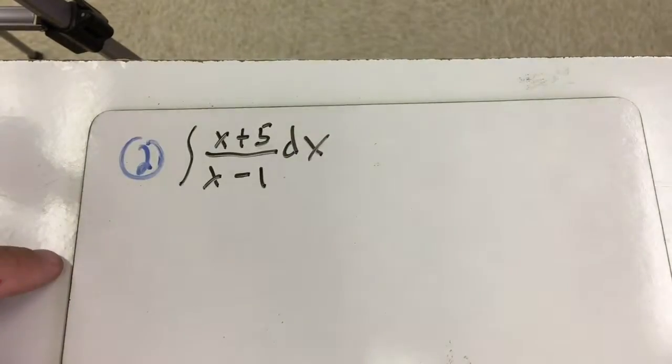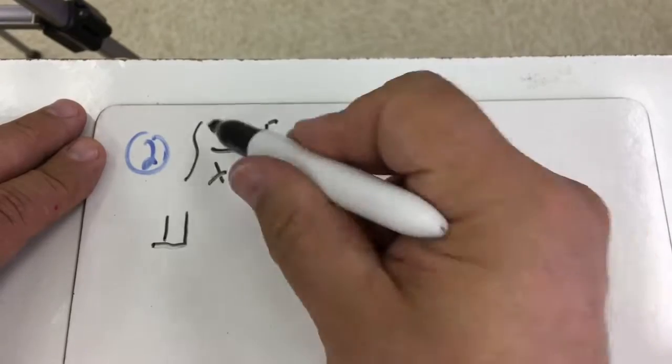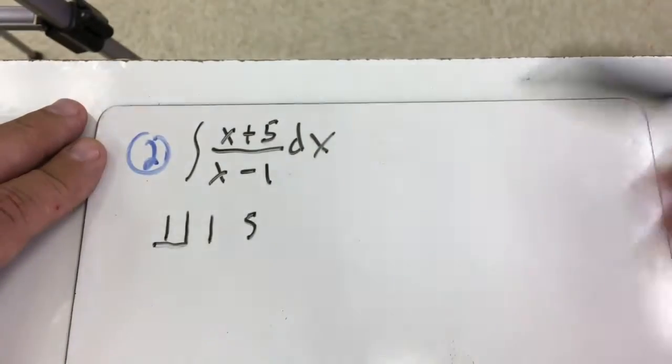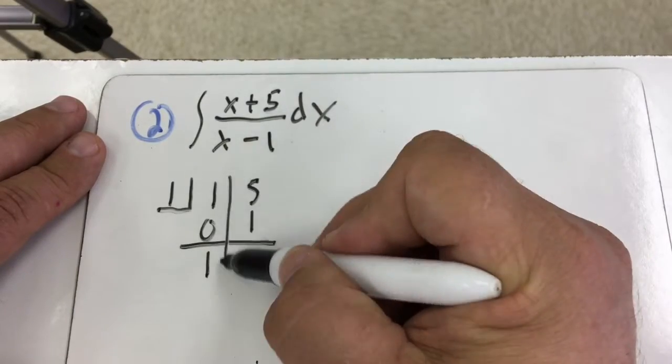Number 2, again, I cannot do a U sub. So I'm going to implement synthetic again. Backwards box, I put the opposite, positive 1 in, coefficient 1, coefficient 5. And then this is a pretty quick synthetic. So 1 and 0 is 1, 1 times 1 is 1. And my remainder is going to give me 6.